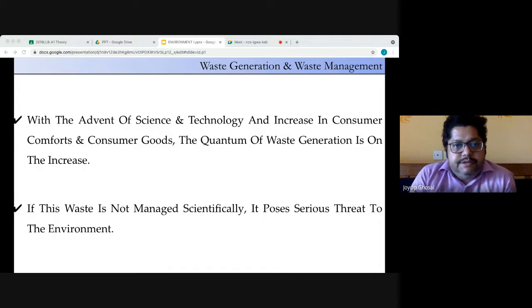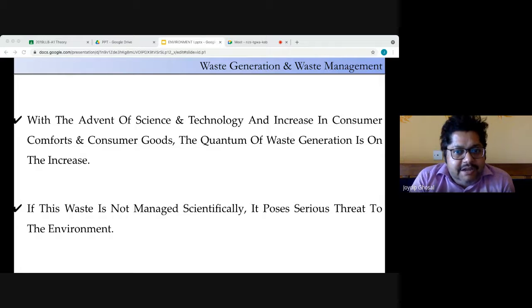Achha. Next was waste generation and waste management. One of the serious threats posed by unregulated activities of mankind and increase in population is the increasing waste generation in countries by domestic, commercial and industrial activities, and the threat posed by unscientific management of such waste to the environment across the frontiers. With increasing populations, we are facing problems regarding waste management, and unscientific management of waste is creating problems for the environment. With the advancement of science and technology, and increasing consumer comforts and consumer goods, the quantum of waste generation is also increasing.